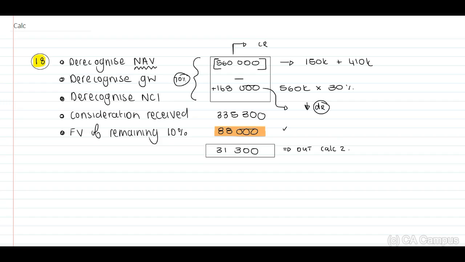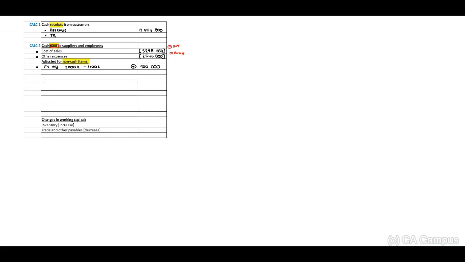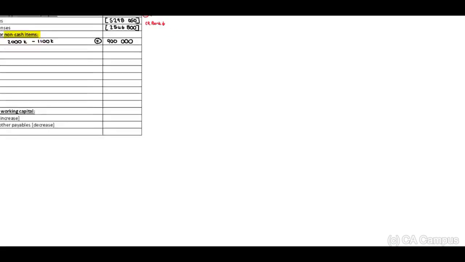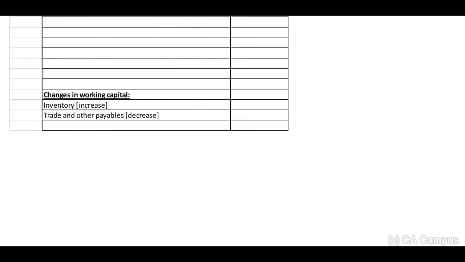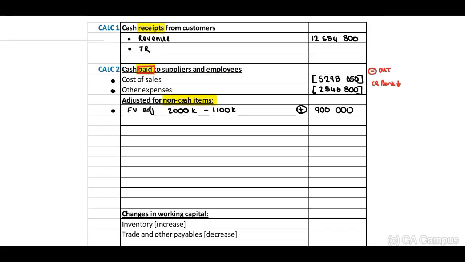Now, immediately, guys, we need to take this out in calculation number 2. Therefore, when you refer to our calculation number 2, you will remember that this is our cash paid, and we need to take out our profit. Therefore, this is our group profit in terms of Timon. Remember, if we need to take this out, we need to include our brackets, 31,300, and this is calculation 18. Important to indicate to your marker.